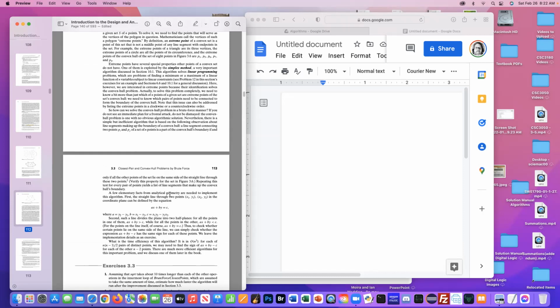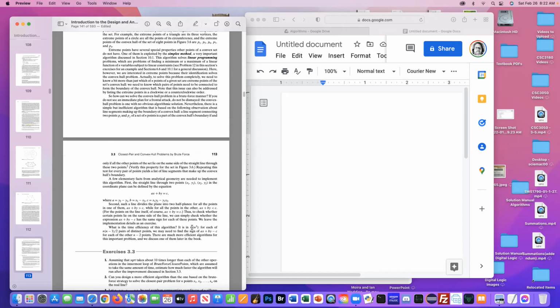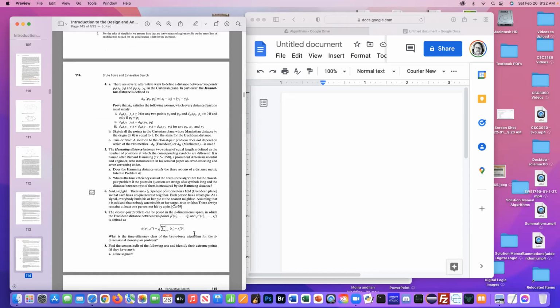It turns out this algorithm is big O of n cubed, because there's a whole lot going on. We're going to get to more efficient algorithms for this. They don't give us an algorithm for this, but that's the basic idea of this one.